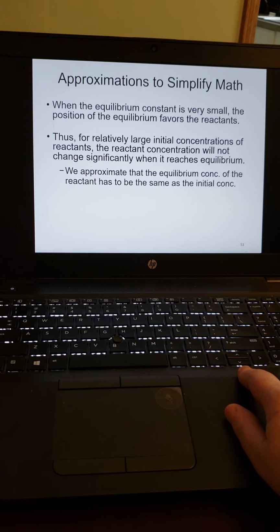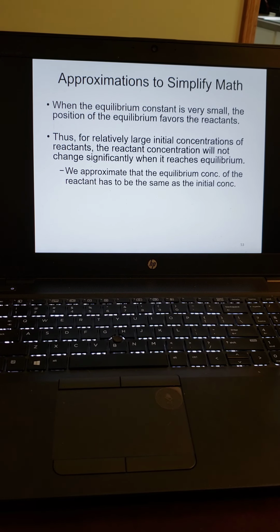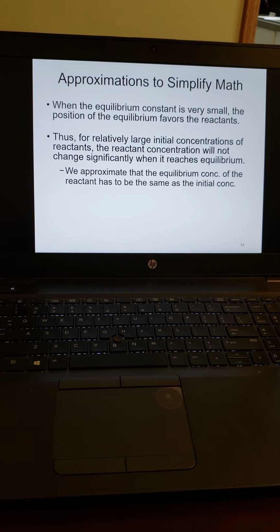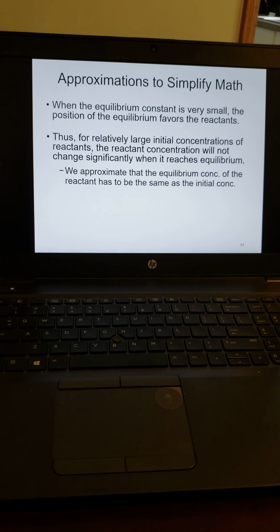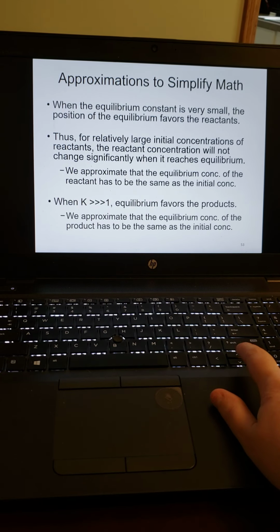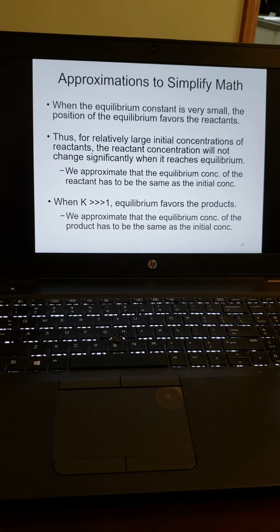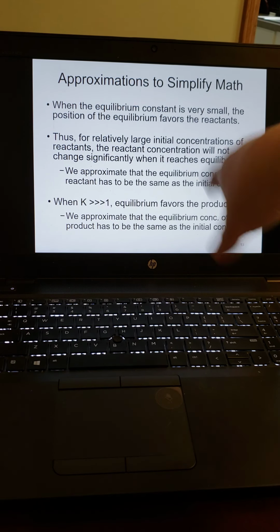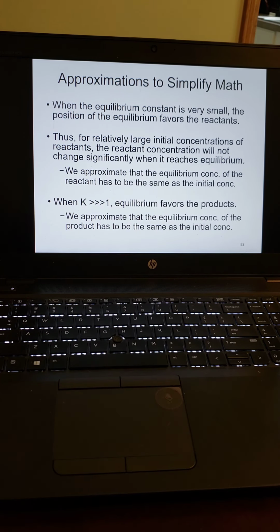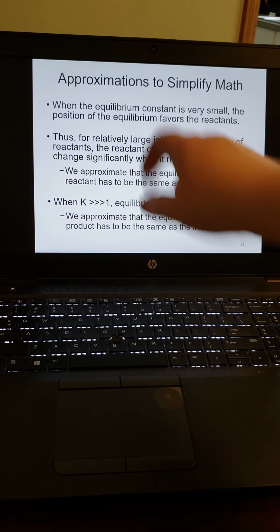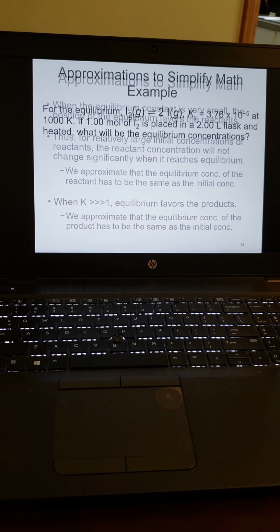And that assumption we make is that the negative x is so small that we can consider it irrelevant, and we can assume that the equilibrium concentration of the reactant is the same as the initial concentration of the reactant. Now, we know better, but we're going to assume that they're the same to simplify our math, to simplify the amount of work that we're going to have to do. Now, if k was really big, you could make the opposite assumptions, but don't worry about that. I'm not going to ask you a question like this. All the questions I'm going to ask you are going to be when k is super small. So let's look at an example.